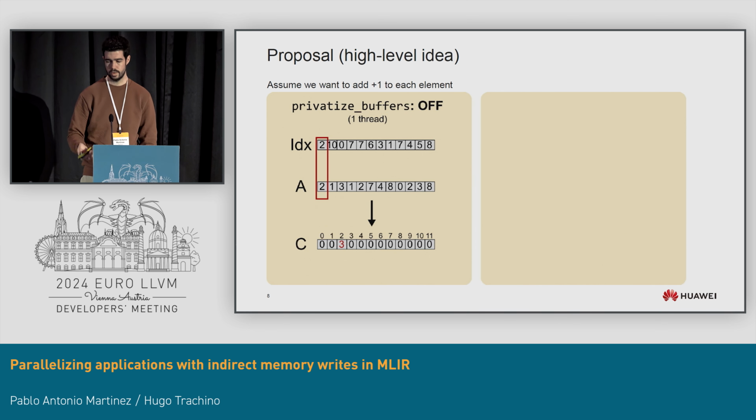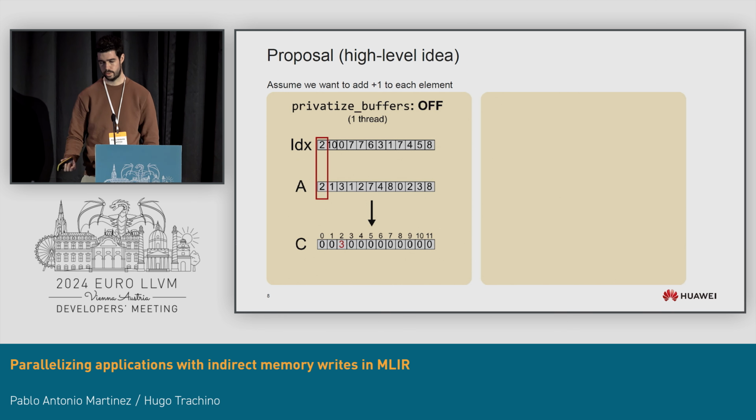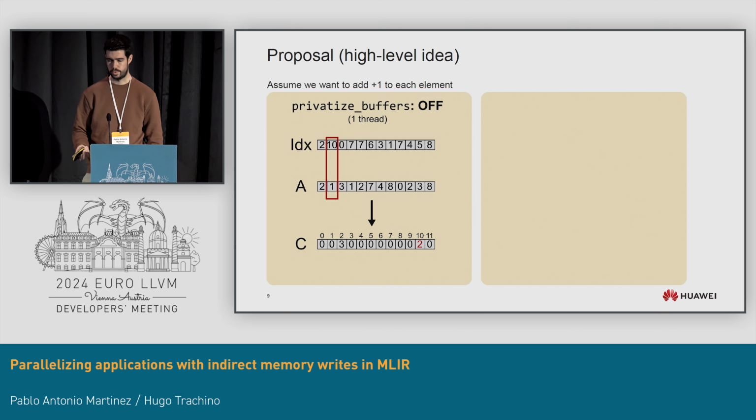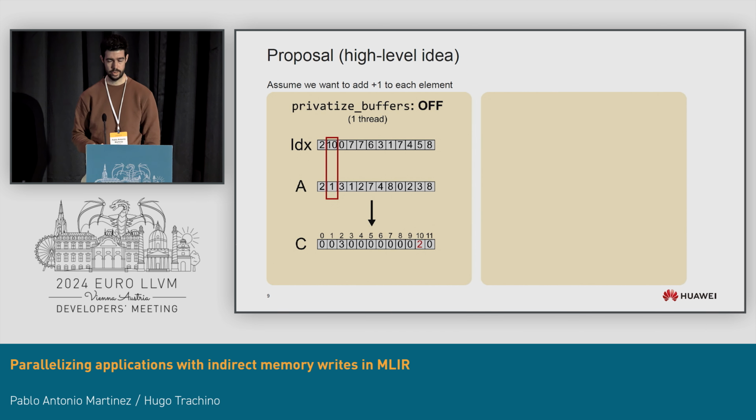We load the previous value, which was 0. And then we load the element in A, which was the 2. So we add 2 plus 1, and we store the 3 inside the array C. The same for the rest of the elements in the array.